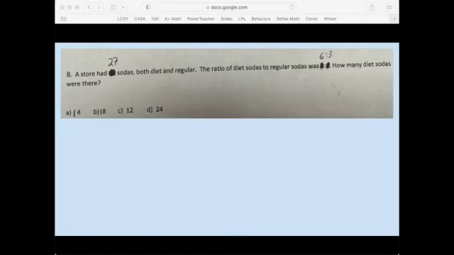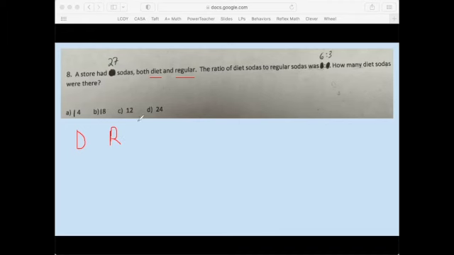So it says the store had 27 sodas, both diet and regular. So that's telling me that my two quantities are diet soda and regular soda. And like I had said before, I'm not going to be very picky on how you label it as long as your labels make sense. If you chose X and M, that's not going to make any sense. D makes sense for diet. R makes sense as a label for regular soda.